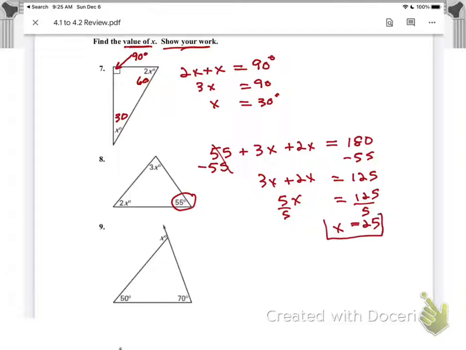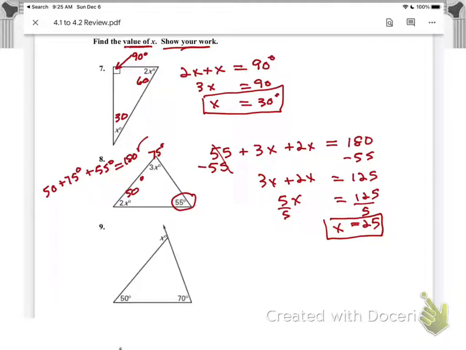Here again, I only asked you to find an x. But what you can do is plug in the x now. That's going to make this 50, and that's going to make this 75. And I can verify that I'm correct, because if I add 50 plus 75 plus 55, I do indeed get 180, so I know that I must be correct.